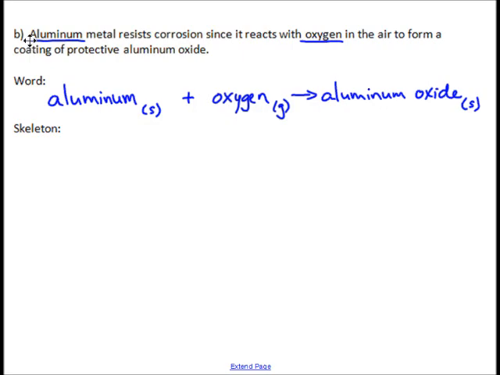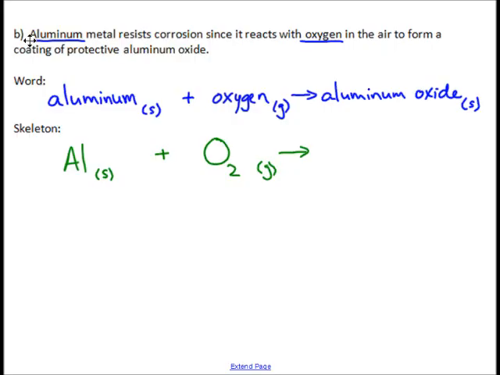Now, the skeleton equation, we take our fancy word equation and convert it into our chemical formula. So aluminum is just Al, right from the periodic table. Oxygen, diatomic element, O2. And it produces aluminum oxide. Now, this one might take a little bit of work.